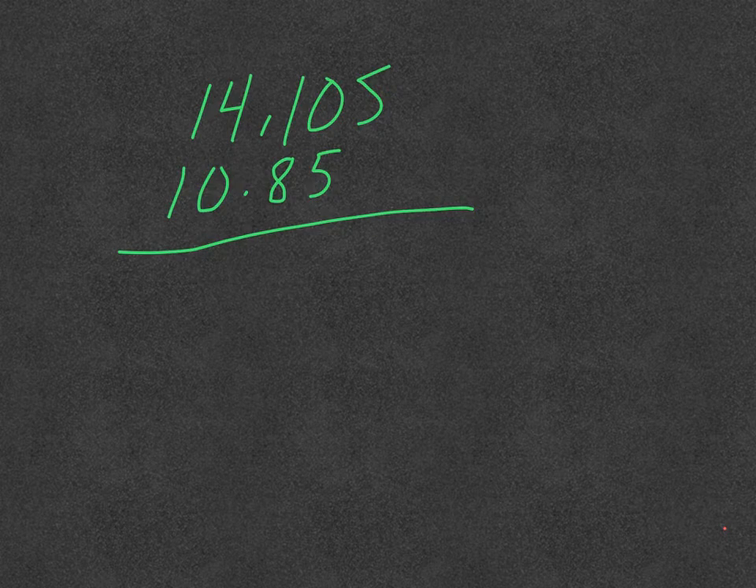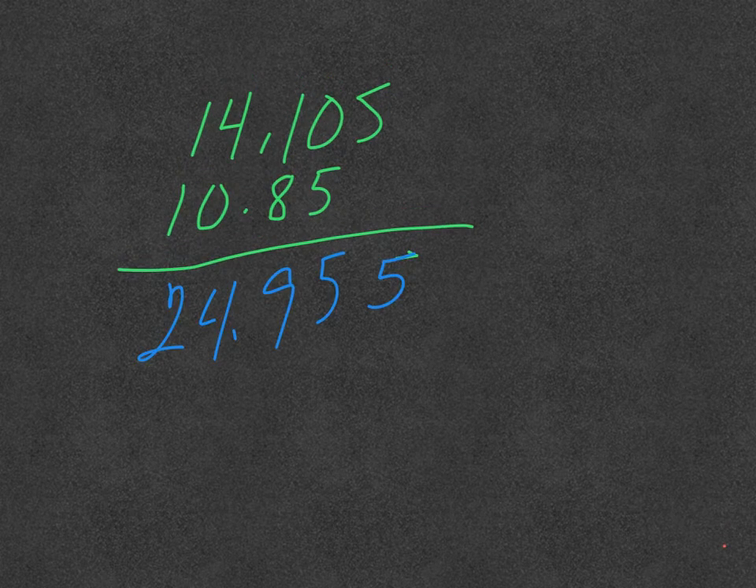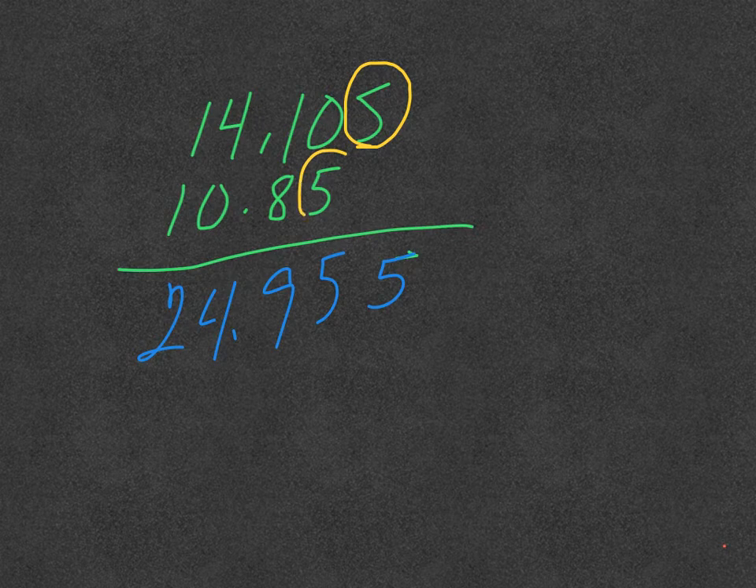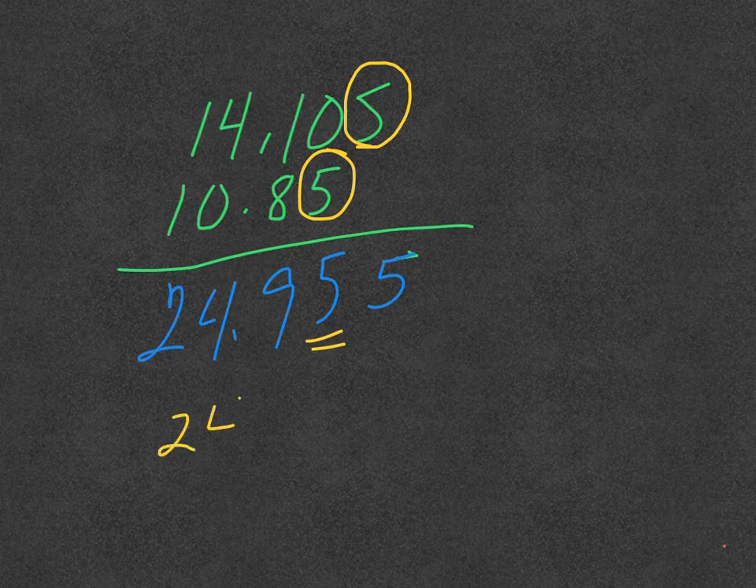Here's a simple adding problem. 14.105 and 10.85 added together, you may notice that 14.105 supposedly is accurate to this place, and 10.85 is accurate to the hundredths place. So my answer is only going to be accurate to the hundredths place. So when I write down my answer, it should be 24.96. A digit behind causes me to round up.